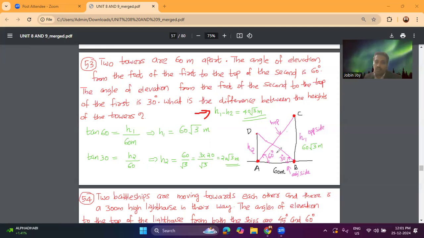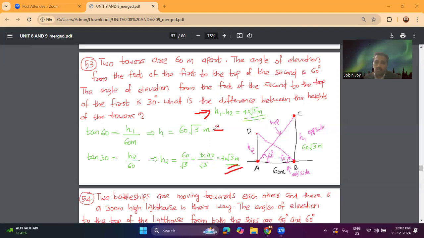Then after that, I will take the other triangle, that is, considering this triangle, tan 30. So tan 30 is equal to opposite side H2 divided by adjacent side 60. Tan 30 is equal to 1 by root 3. So 1 by root 3 is equal to H2 divided by 60. So H2 is equal to 60 by root 3. So 60 I can write 3 into 20. So 3 again I can write root 3 into root 3. So root 3 cancels, 20 root 3. So H2 is 20 root 3.